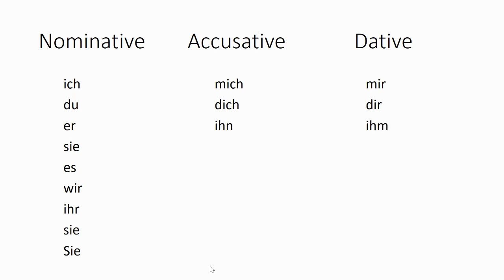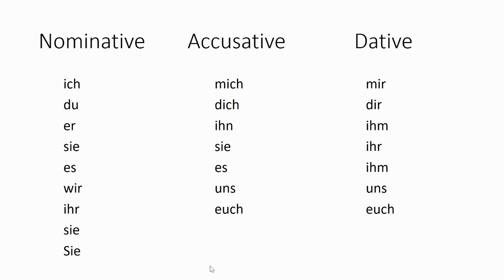Er in the accusative is ihn, and in the dative is ihm. Sie stays sie in the accusative, but in the dative changes to ihr. Es also stays es in the accusative, but in the dative changes to ihm, which is the same as the dative form of er. Wir changes to uns in the accusative and stays uns in the dative.